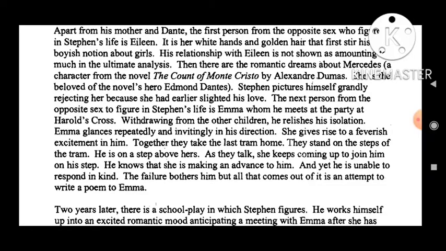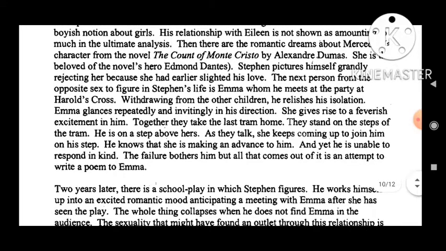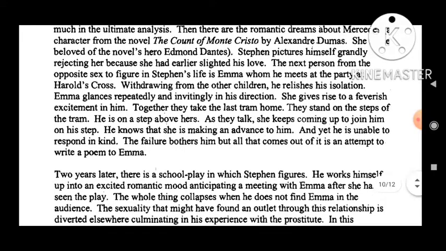Then there are romantic dreams about Mercedes, a character from the novel The Count of Monte Cristo by Alexandre Dumas. She is the beloved of the novel's hero, Edmond Dantes. Stephen pictures himself grandly rejecting her because she had earlier slighted his love.